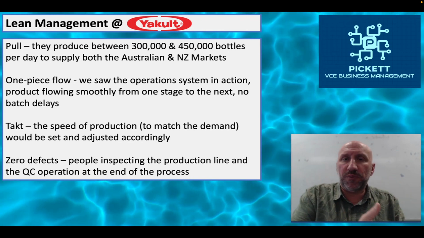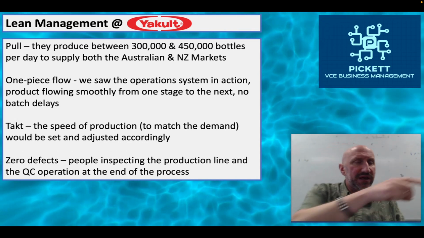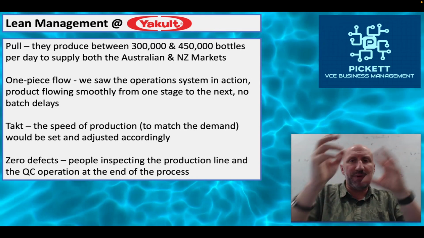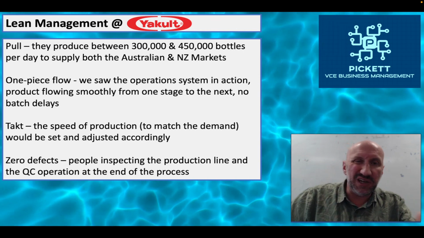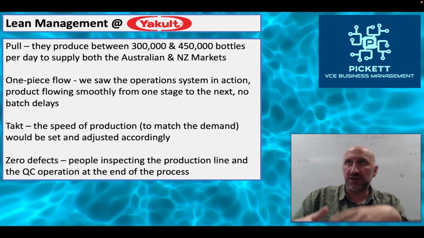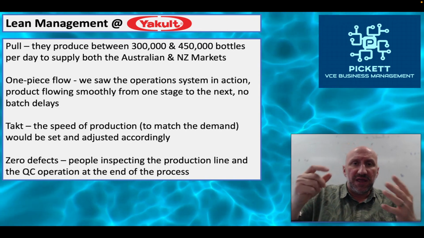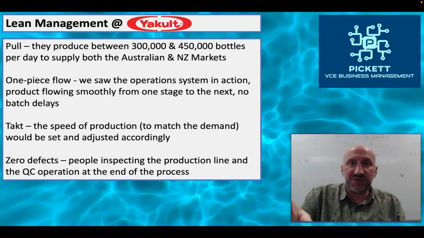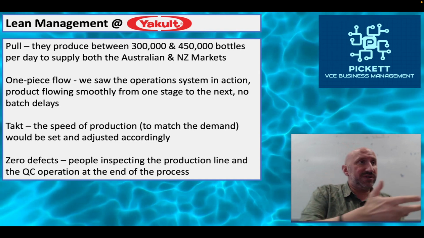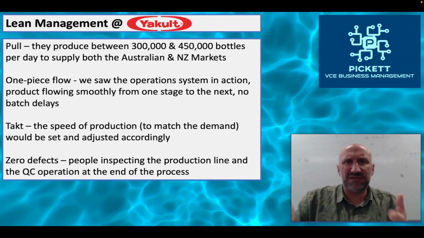One-piece flow, we saw the operation system in action, okay? This smooth production line, stuff happening here, stuff happening here, stuff happening there, and it just all moves as one thing. We didn't see any stoppages where there were big batches of stuff and then the next batch. That's one-piece flow. Takt, look, this really links into pull. They're matching the speed of production. They would be setting the computers that control all that equipment to match that demand. So if they need to produce 300,000 in a day, they would be setting the machines at a certain speed. If they needed 450,000 a day, as we're coming into winter, they would adjust those machines. It would be a pretty simple process. And suddenly you would see that process speed up and they would be producing more in a day than 300,000. So that's how Takt fits in.